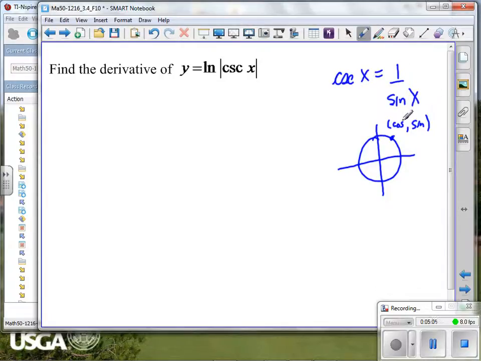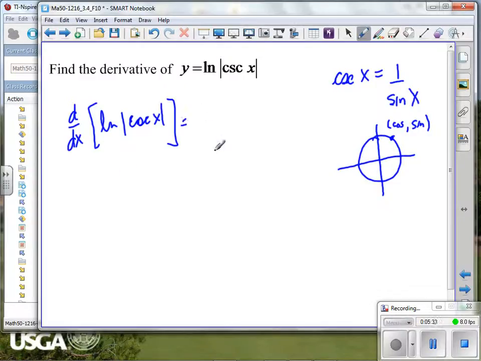Yeah, and 1 divided by negative is negative. So that's where we would come up with the absolute value here. If I want the derivative with respect to x of the absolute value of the natural log of cosecant x, again, the absolute value signs are there because I want to make sure that I have a good value for the logarithm.